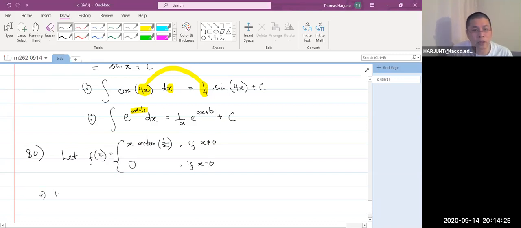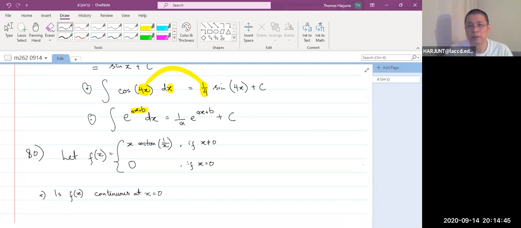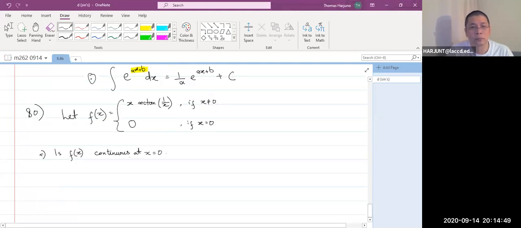Part A, is f(x) continuous at x equals 0? How do we prove that? Continuity. What I will do is, well, f(0) equals 0, right? Second, I need to find the limit when x approaches 0 of f(x). And it will be continuous if 1 and 2 are equal. Limit as x approaches 0 of x tangent inverse of 1 over x.